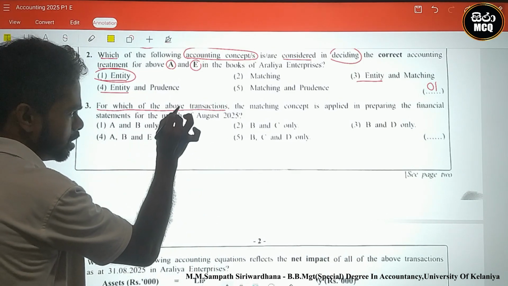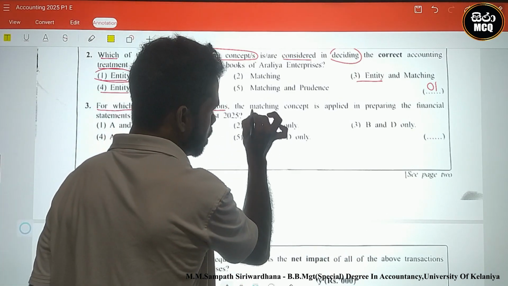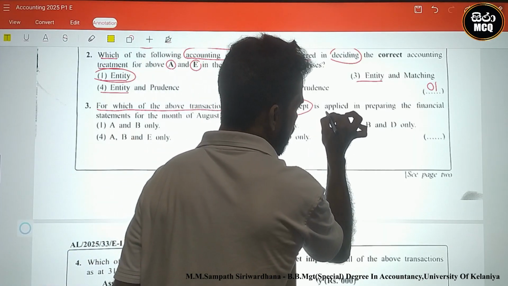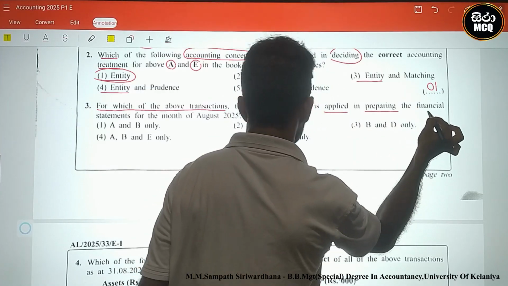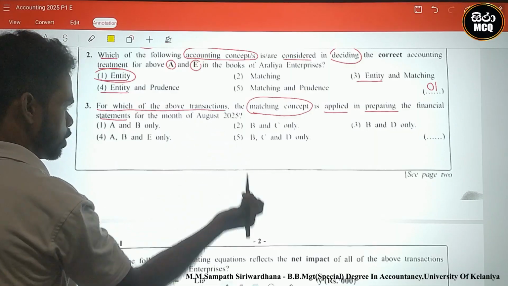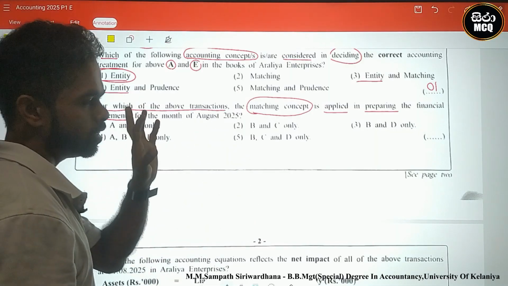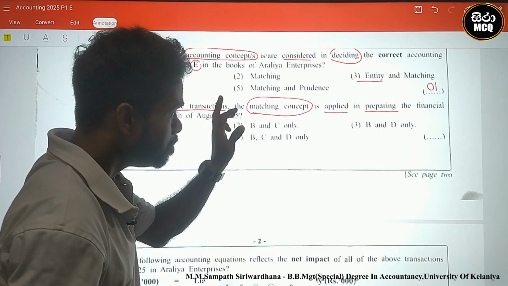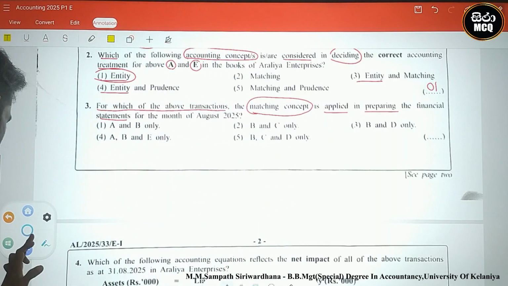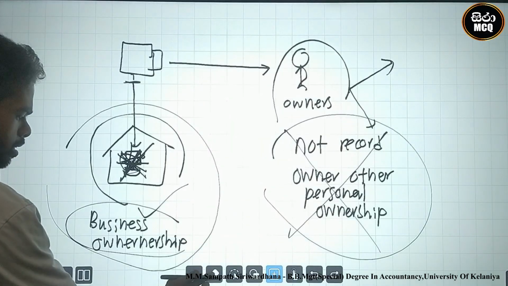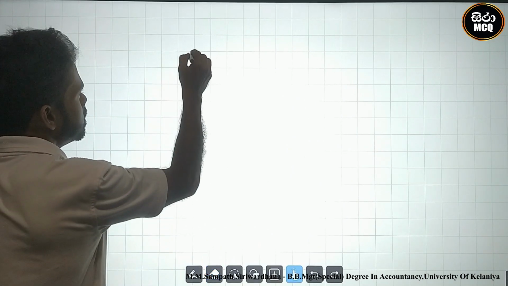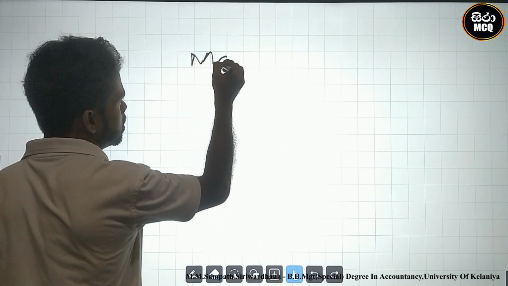For which one of the above transactions is the matching concept applied in the preparation of financial statements for the month of August 2025? In which of the following transactions is the matching concept applied? What is the matching concept?